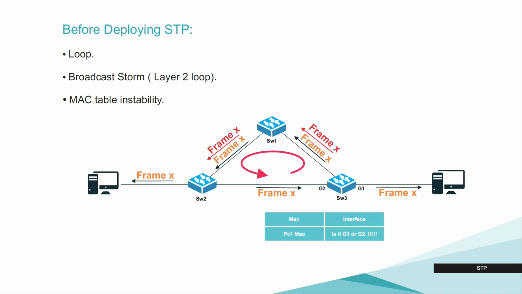So when PC1 sends the data received on interface G1 at switch 3, switch 3 took advantage of that frame and saved the source MAC address, which is PC1 MAC address, in the MAC address table, and next to it, it put interface G1. After that, switch 3 received the same frame at interface G2 with the source MAC address of PC1, which is the PC connected directly to switch 3. And right now, this is causing the MAC table instability.